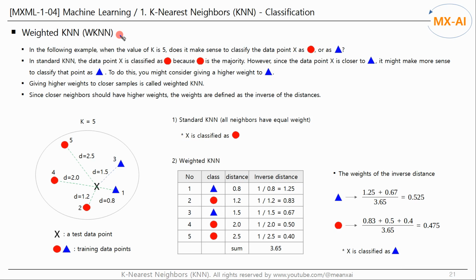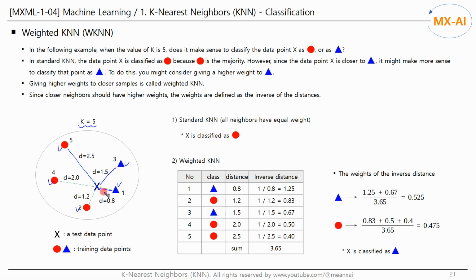Next, let's look at weighted KNN. Let's look at the following example. In this example, when the value of k is 5, does it make sense to classify the data point X as red or as blue? There are 5 data points within this circle. Reds are the majority, but are slightly further away from the test data point, while blues are the minority, but are close to the test data point.